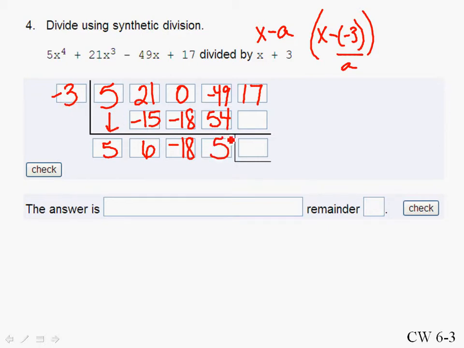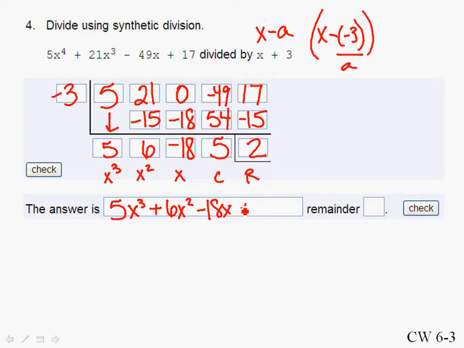Negative 3 times 5 is negative 15. Add down the column. Gives me 2. So again, this is my remainder, my constant value, my linear value, my quadratic value, and my cubic value. So my final answer is 5x cubed plus 6x squared minus 18x plus 5 with a remainder of 2.